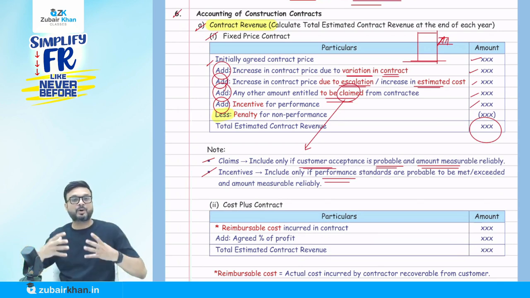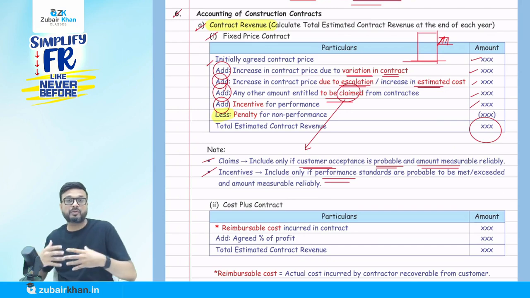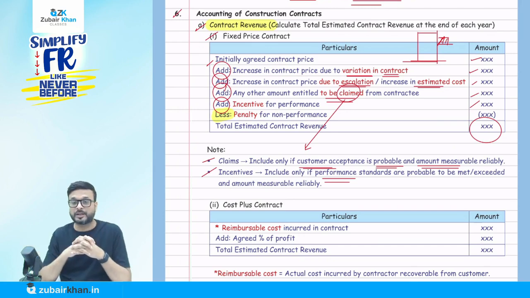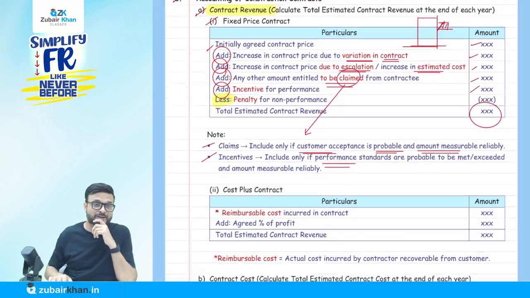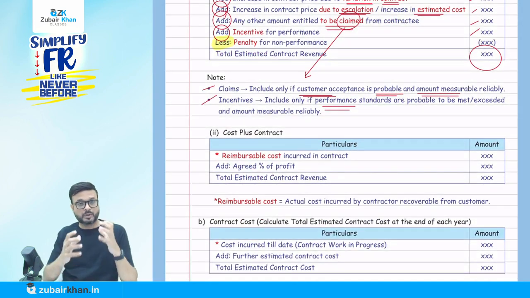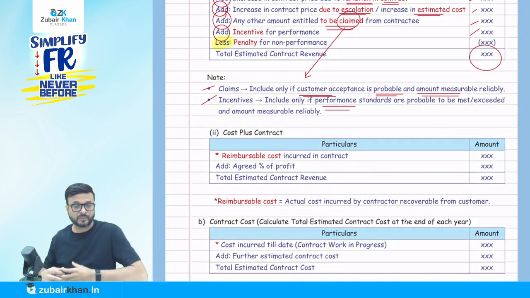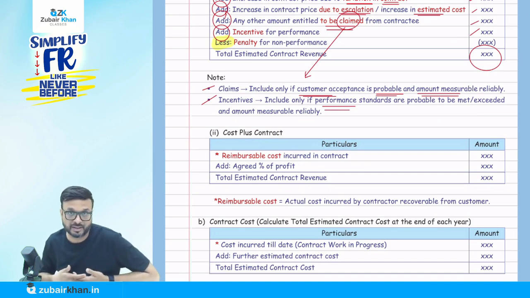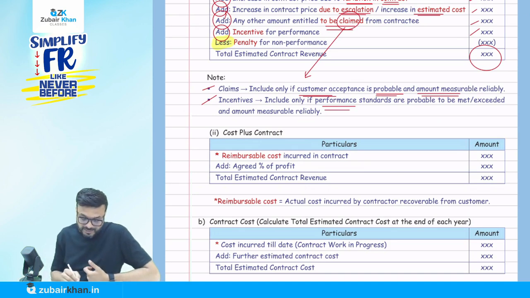Okay. So all these items are going to come in revenue when we talk about the fixed price contract. But what is going to happen when we talk about the cost plus contract? Because it is very simple. Whatever amount is the cost that I have incurred, I will add the profit margin. But you know what this says here? This is reimbursable cost incurred in the contract.